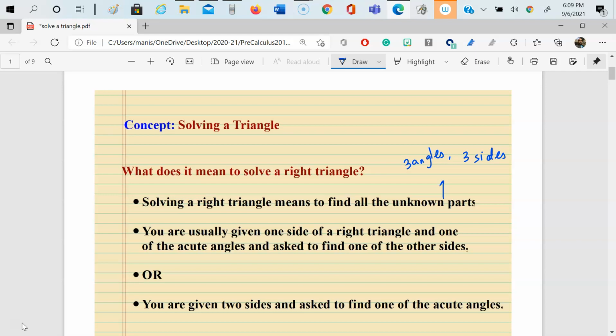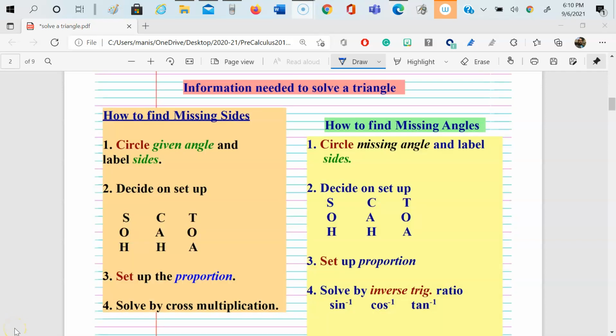You are usually given one side of a right triangle and one of the acute angles and asked to find one of the other sides. Or you are given two sides and asked to find one of the acute angles. This is the information we will need to solve a triangle. These are prior skills we already mastered in the last few weeks.